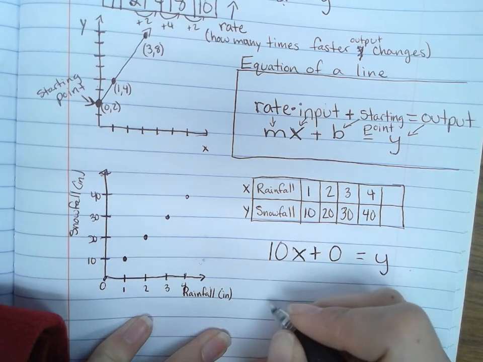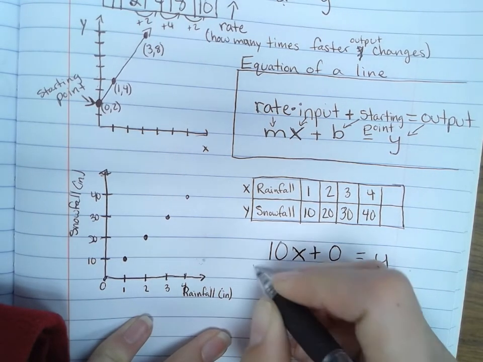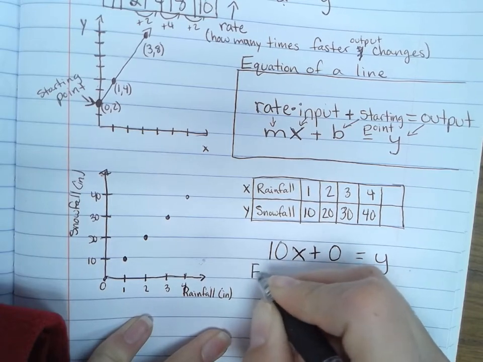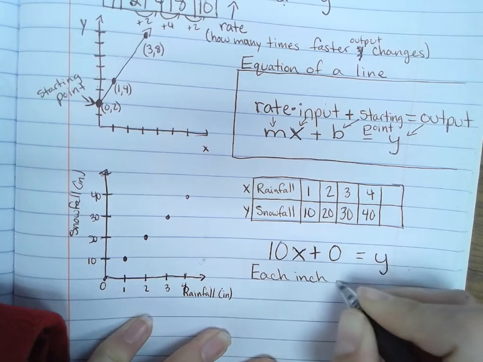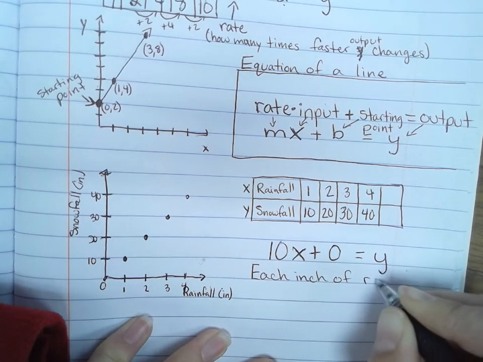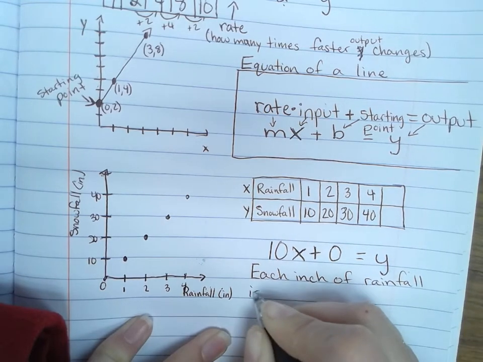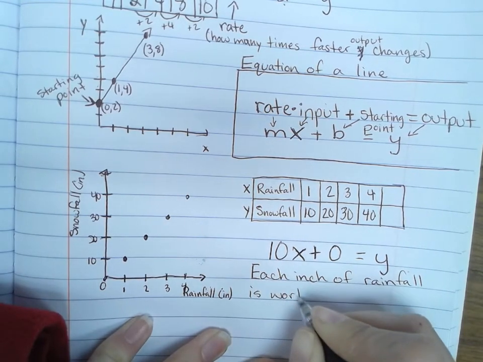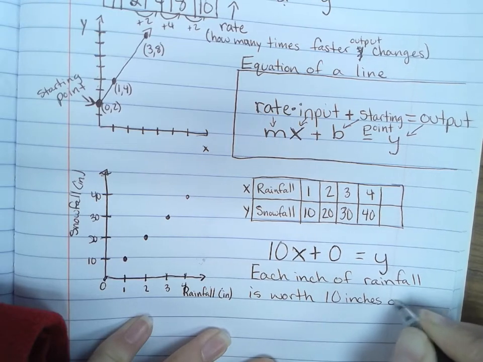So what does this mean to us? This means that each inch of rainfall is worth 10 inches of snow.